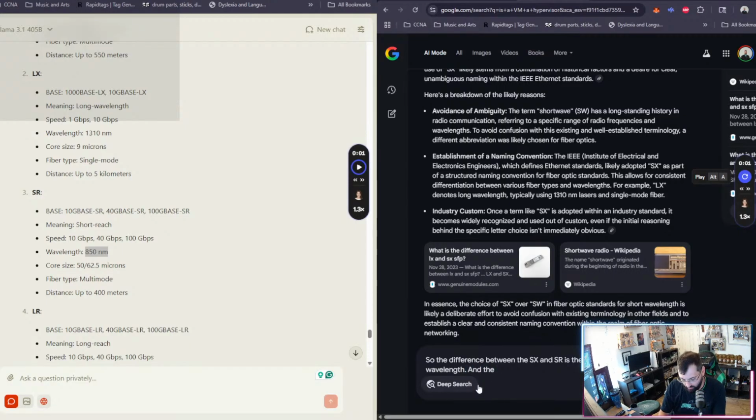And the SR is short reach, meaning the wavelength is shorter.